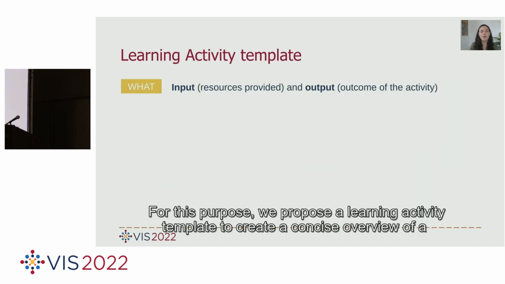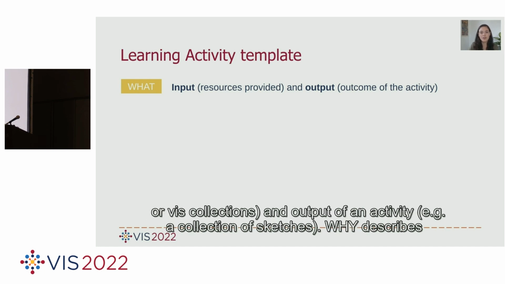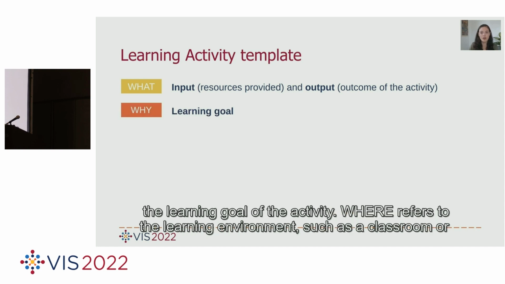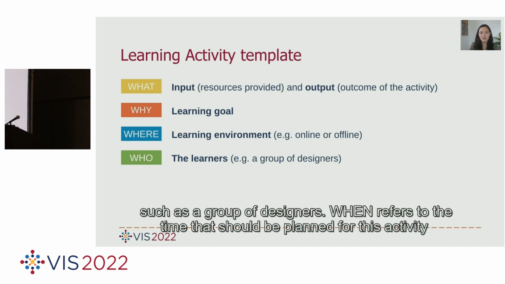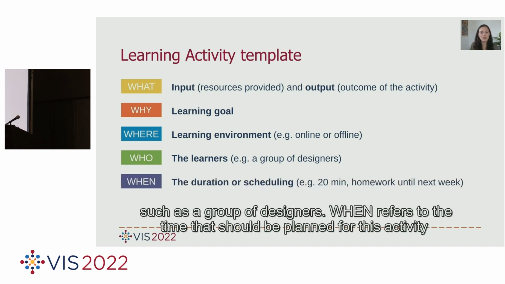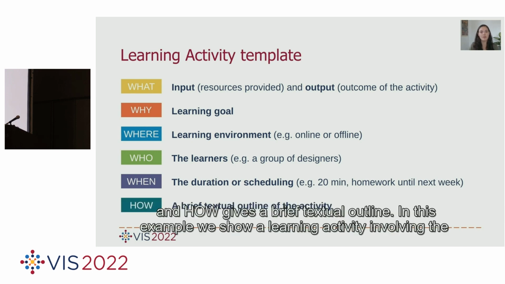For this purpose, we propose a learning activity template to create a concise overview of a learning activity by answering the WH questions. What describes the input, for example, worksheets or viz collections, and output of an activity, for example, a collection of sketches. Why describes the learning goal of the activity. Where refers to the learning environment, such as a classroom or remote setting. The who dimension includes the learners to whom the activity relates, such as a group of designers. When refers to the time that should be planned for this activity. And how gives a brief textual outline.